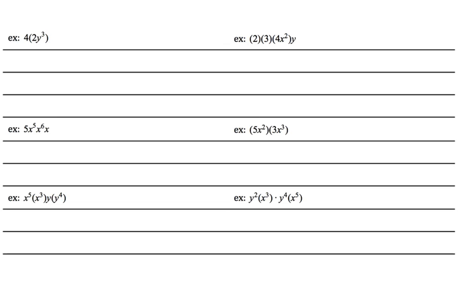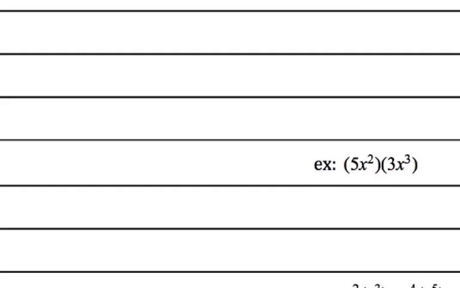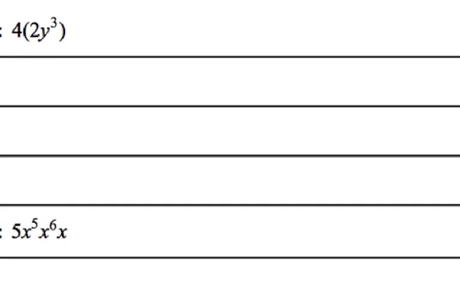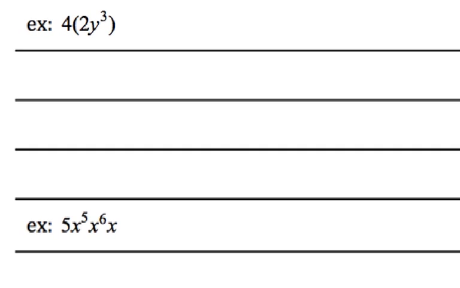Now I have a ton of different examples here, so maybe I'll do a little zoom action so that my writing's a little bit better. Alright, I see another example where it says 4 times n parentheses 2y cubed. Well, I only see this as 4 times 2 times y cubed.